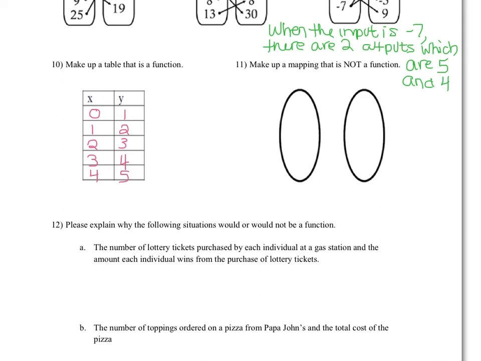But for number 11, we're supposed to make up a mapping that is not a function. So maybe my input is 1, 2, and 3, my domain. And maybe my output is 4, 5, and 6. So if 1 went to 4 and 2 went to 4, that would be fine. But if 2 then went also to 5, we don't have a function anymore. Maybe 3 goes to 6, and maybe 3 also goes to 5. So that's not going to be a function either. When your input has more than one output, then it's not a function.